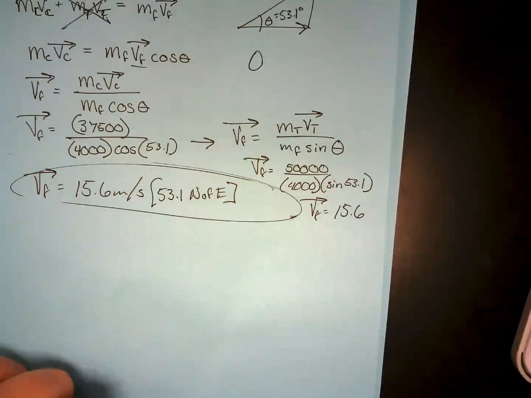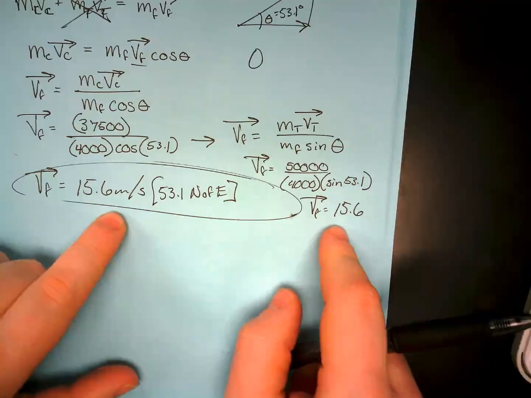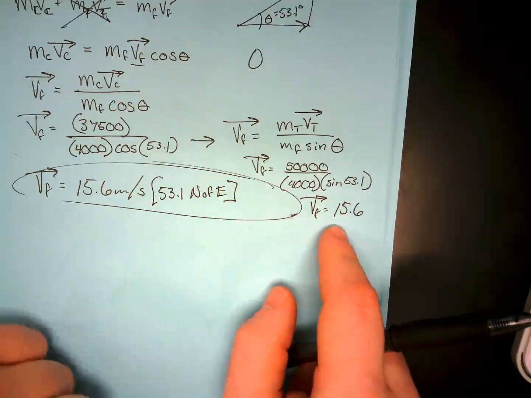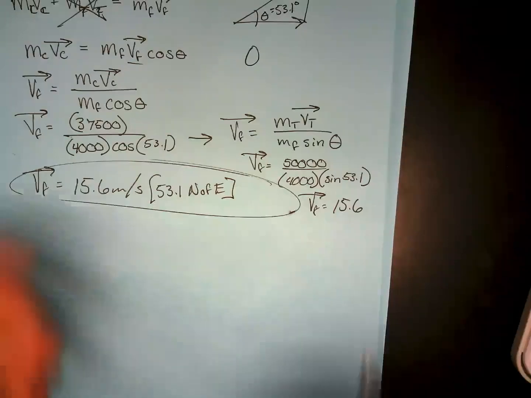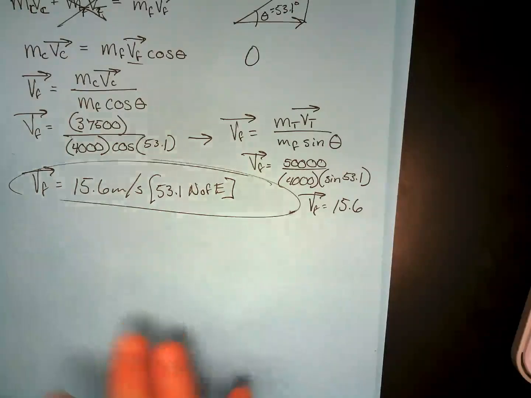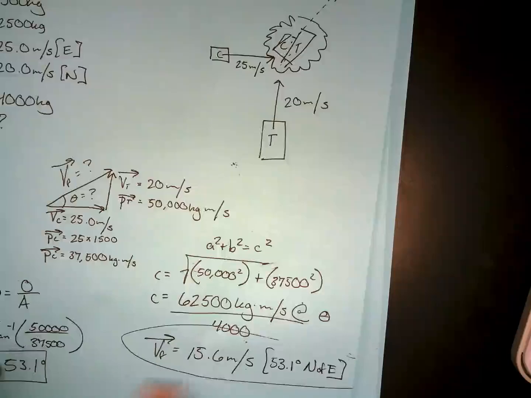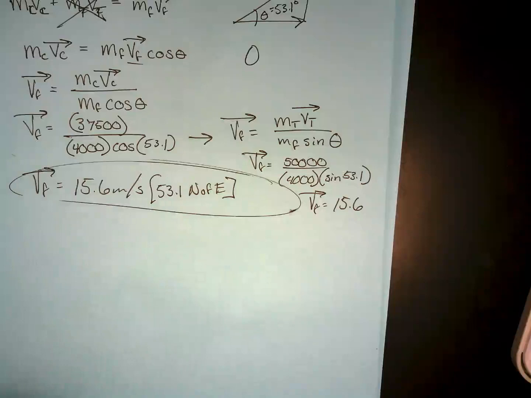So that would find our final velocity for both of these objects here. We double checked here, they both have the same velocity. They're traveling together as a combined mass at the same angle. And then you can do this. You can then double check to make sure that you have the correct momentum. So we found previously, using Pythagorean's theorem, that the final momentum is 62,500 kilograms by meters per second. Okay, that was the momentum of our hypotenuse here.